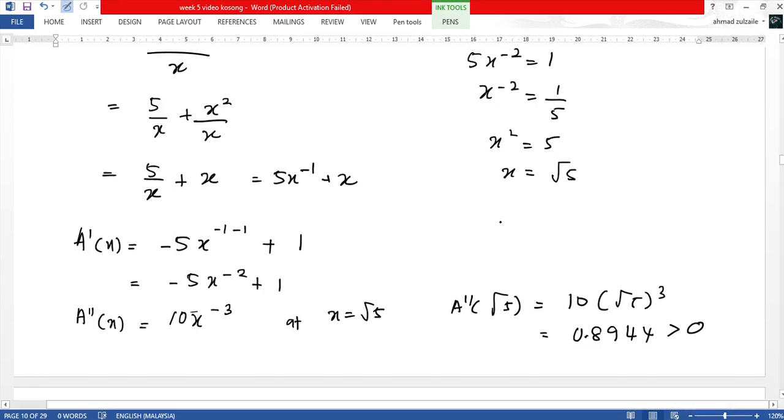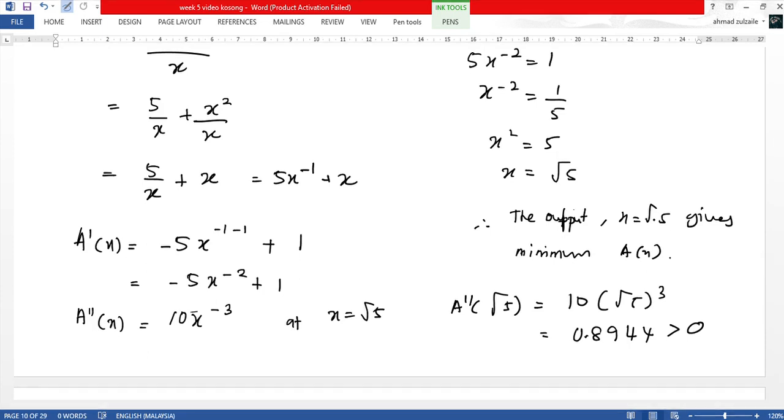Okay, so therefore conclusion, the output which is x equal to square root of 5 give the minimum average cost. Okay, you can use your own words in order to make conclusion. Okay, it's just an idea in order to write the final answer. Okay, moving on.